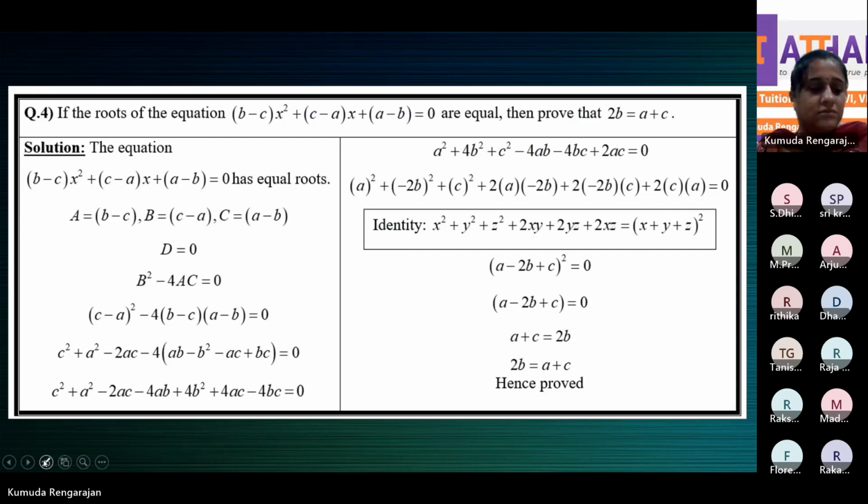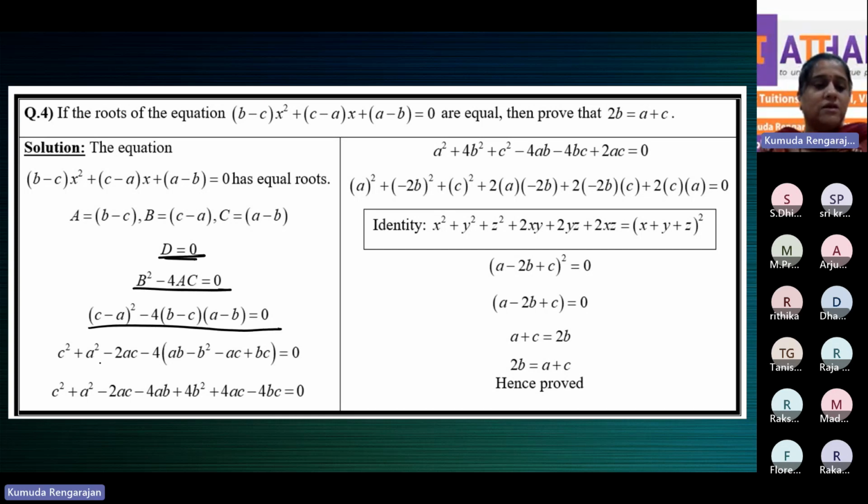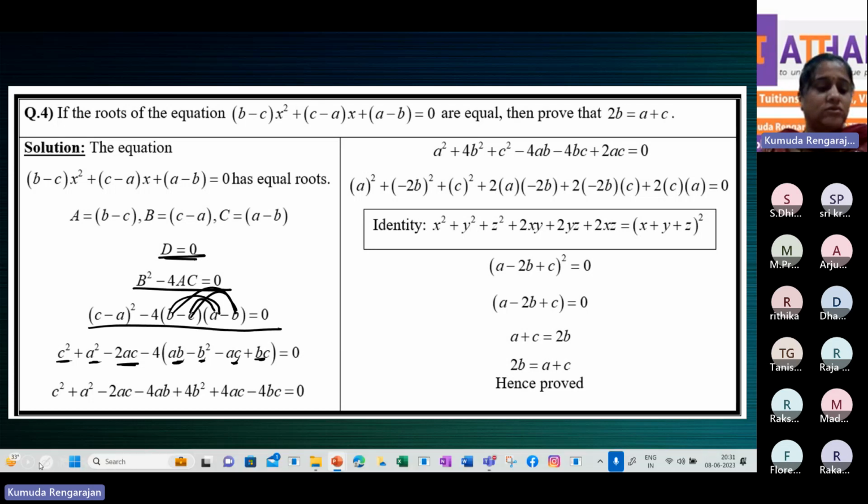So see here. D is equal to 0. B square minus 4AC is equal to 0. I've substituted here. Then, of course, you'll have to expand. What is C minus A the whole square? C square plus A square minus 2AC. And here you'll have to multiply B into A, AB, B into B, B square, C into A, AC, and then BC. You know how to multiply the signs also.